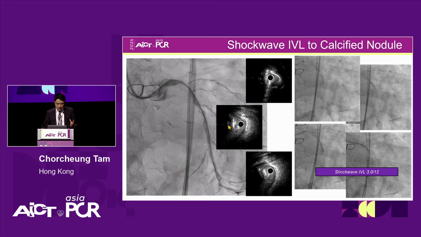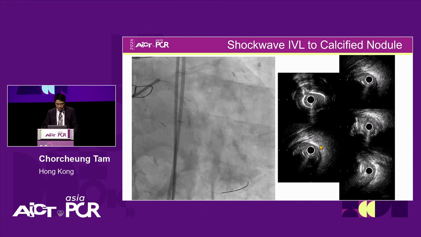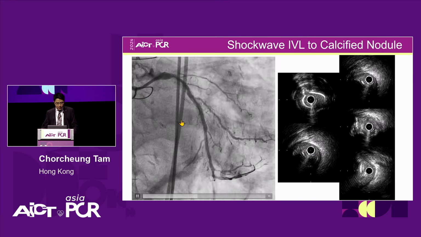In this IVUS, we are able to see some calcium, of course, right? And also some calcified nodule in the proximal and mid circumflex around here, right? So in this case, I try to use a Shockwave here. So I pass down a Shockwave 3.0 by 12 balloon to the mid circumflex. You can see the Shockwave balloon actually dilates quite well. So this is the angiogram after the Shockwave.